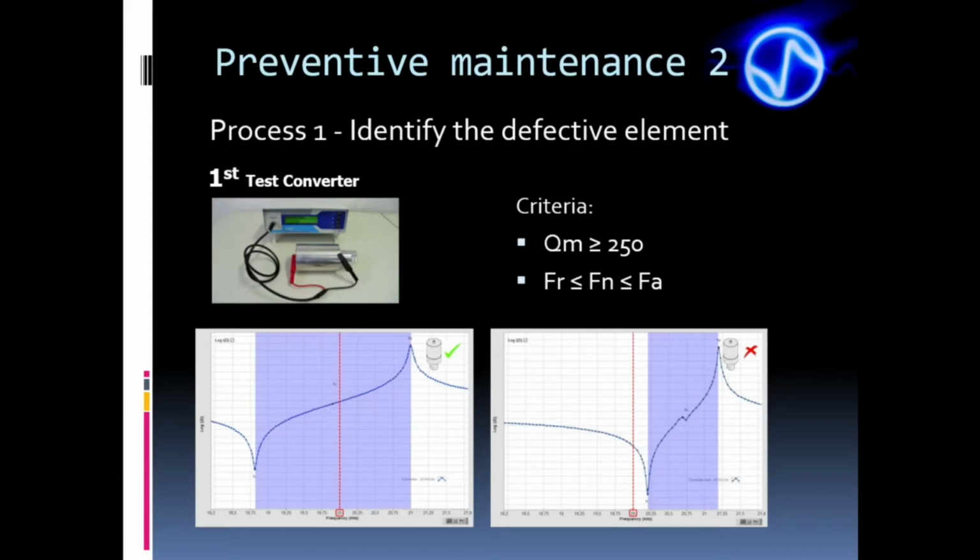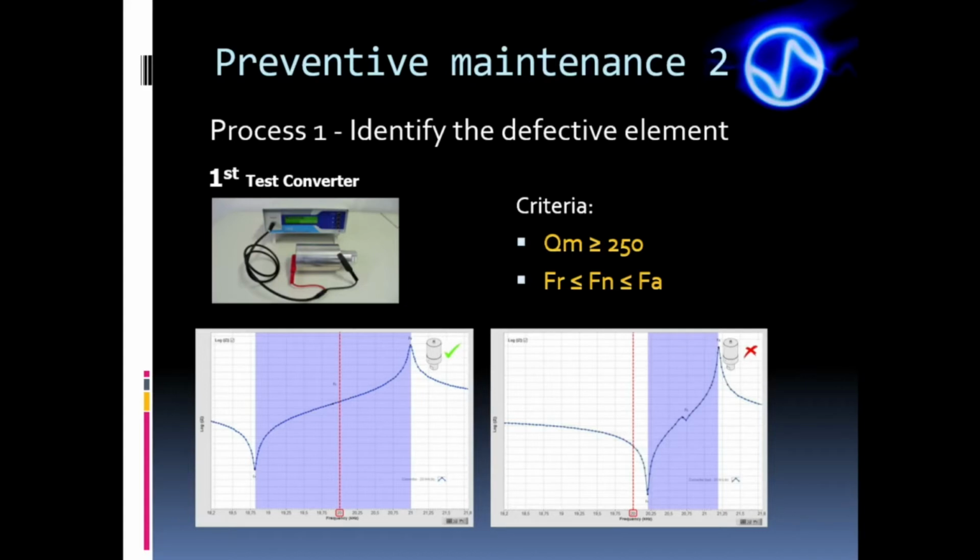So, in short, the basic evaluation criteria for converters analyzed with TRZ are: 1. Must have a QM greater than 250. 2. The nominal frequency must be between FR and FA.